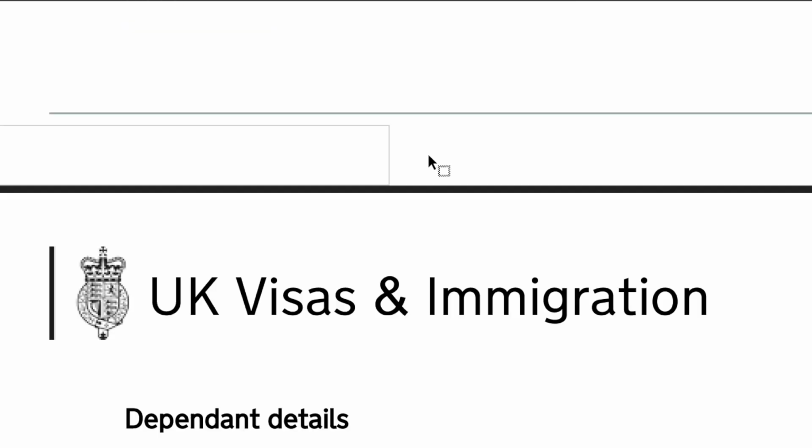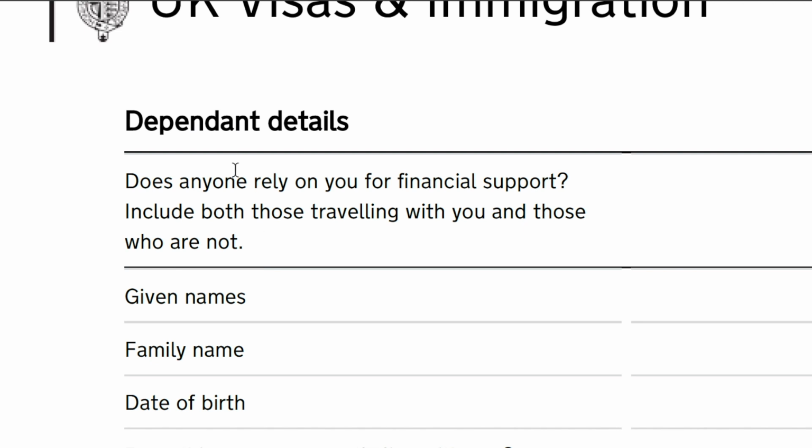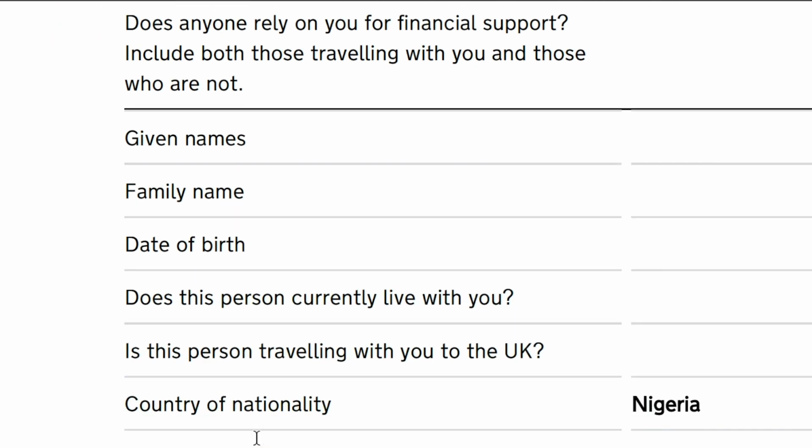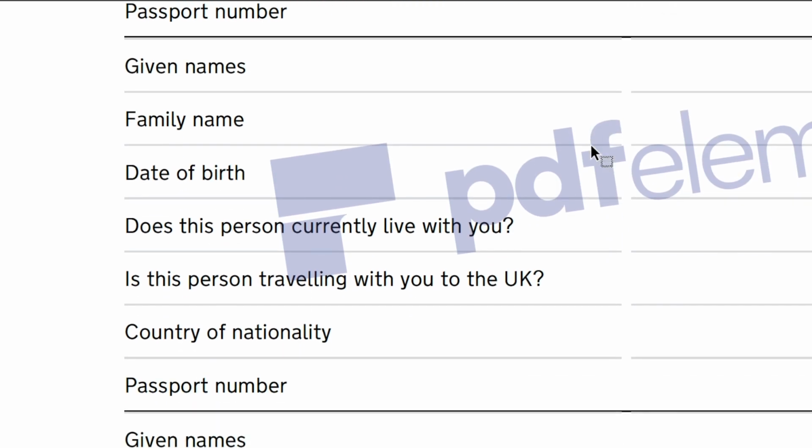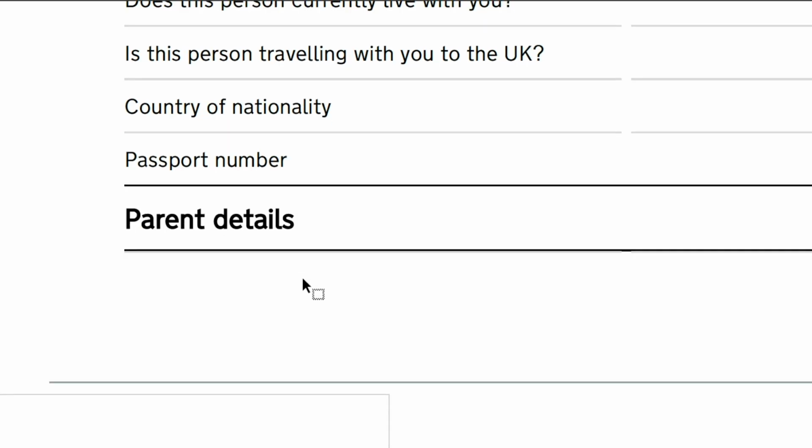Their passport number. Dependent details. You still have to provide your dependent details, whether or not they are traveling with you, because you answer here, is this person traveling with you to the UK? You answer either yes or no. You still have to provide all the details of your dependent.